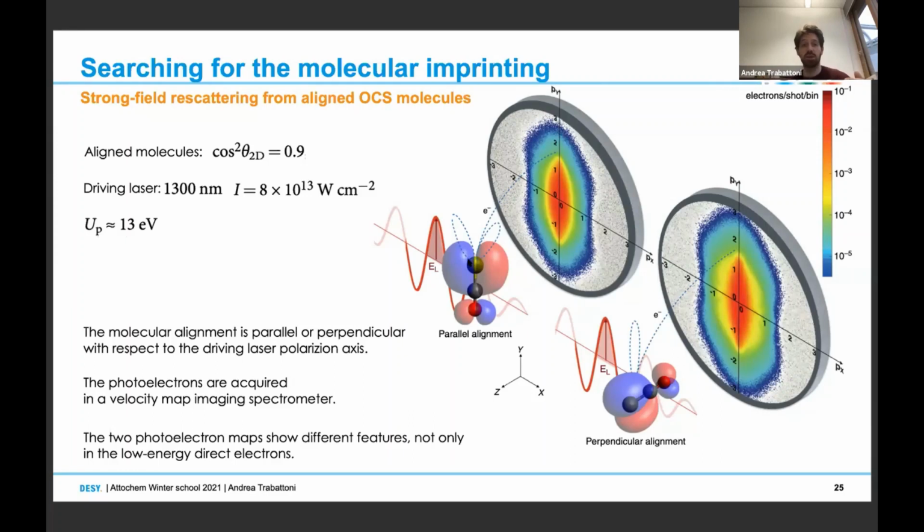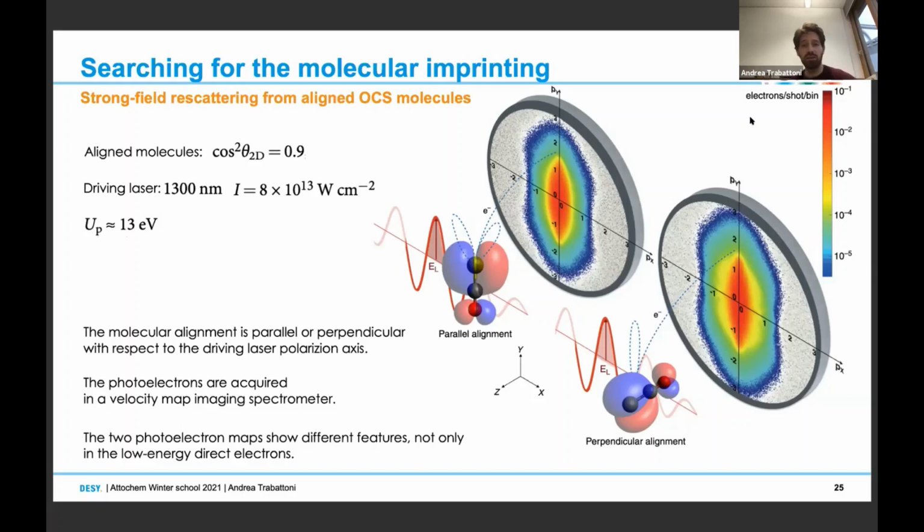Of course, we did the experiment in a velocity map imaging spectrometer that allowed us to acquire the angle-resolved momentum distribution of our electrons in the two cases. And besides some difference at low energy, it's evident that if we focus on the backscattered electrons at high energy, the electrons that we expect to be at 10 Up, you can see that while for parallel alignment the maximum momentum is around 2.5 atomic units, it is larger for perpendicular alignment. So it seems that we have a different cutoff.